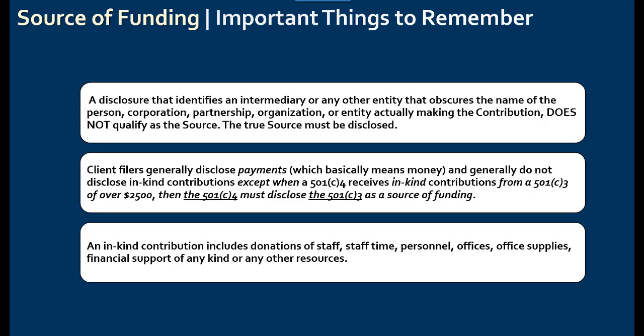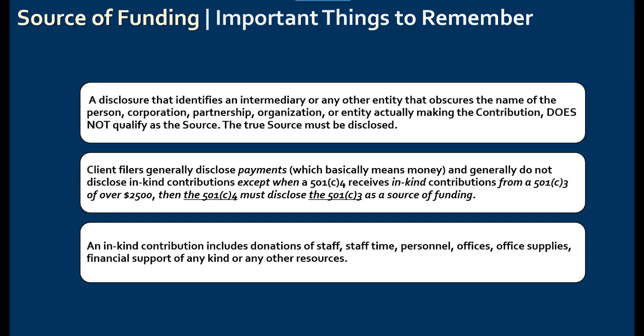Here are some additional important things to note. A disclosure that identifies an intermediary or any other entity that obscures the name of the person, corporation, partnership, organization, or entity actually making the contribution does not qualify as the source. The true source must be disclosed.